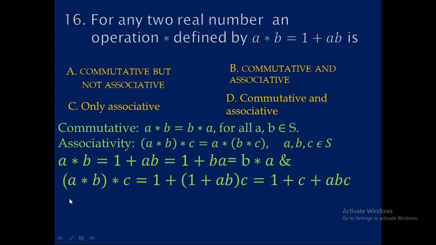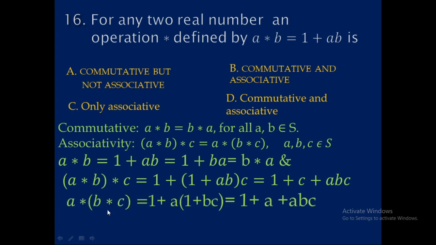Next, verify associative. In the left hand side, (A star B) star C is always equal to first expanding A star B: 1 plus A into B, which means 1 plus AB. And star C means here you get its value is equal to 1 plus multiplying C, so 1 plus C into (1 plus AB), which is 1 plus C plus ABC. Similarly, right hand side A star (B star C), its value is 1 plus A into (1 plus BC), which is equal to 1 plus A plus ABC.